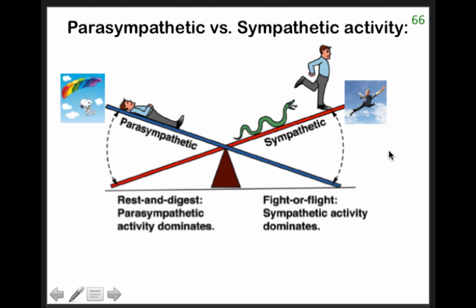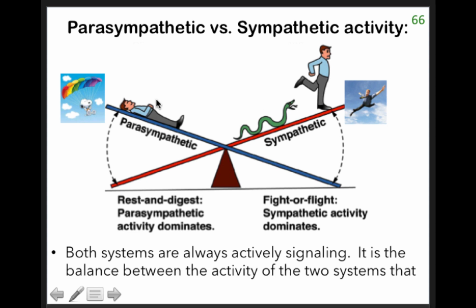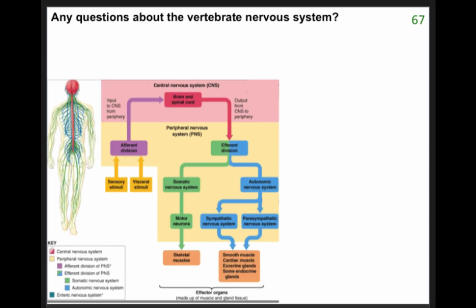Okay. So generally speaking, both the parasympathetic and sympathetic nervous systems are actively signaling all the time. But when you are very safe, then you'll have more of your parasympathetic nervous system firing and less of your sympathetic, whereas if you're in danger, it's the other way around. All right, so it's the balance between the activity of the two systems that determines how your body's acting at any particular point in time.